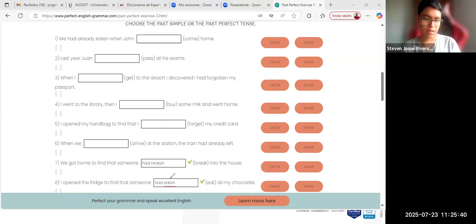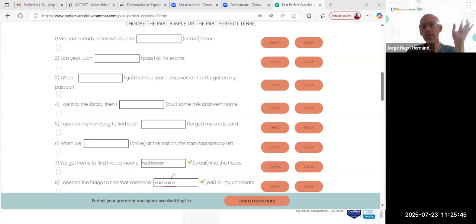Okay, you can say had eaten or had eaten, no? What is the difference? The typical difference: if you listen to an American person, he is going to say had eaten. If you listen to a British person, he is going to say had eaten. Okay, but you can say any of these pronunciations. Okay, I opened the fridge or the refrigerator to find that someone had eaten all my chocolate. Okay, good. Next, Paula.